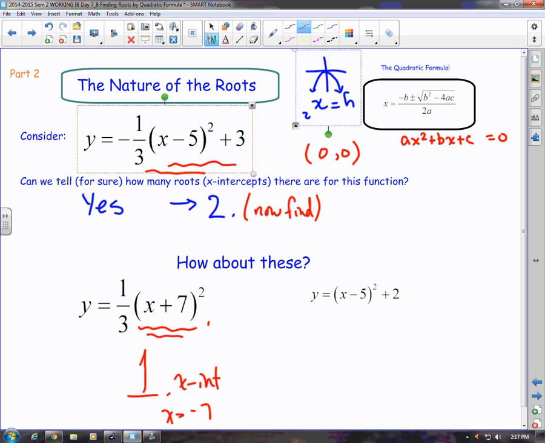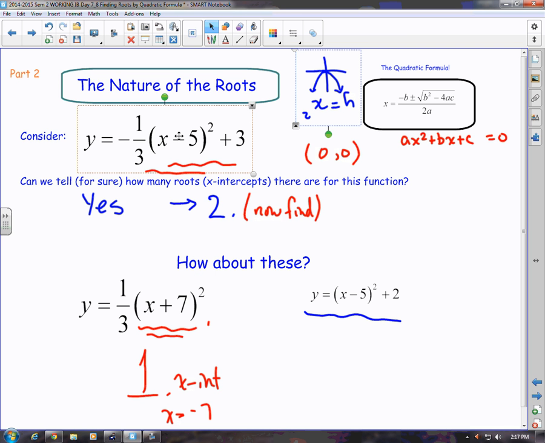All right, now, what about this last one here? Y is equal to x minus 5, all squared, plus 2. Thumbs up, I know that it has x-intercepts, and that's either 1 or 2. Thumbs sideways, not sure. Thumbs down, I know there aren't any. And our goal here is to move the thumb off of the sideways mark, just by thinking through. Visualize what happens. Think of the transformations.